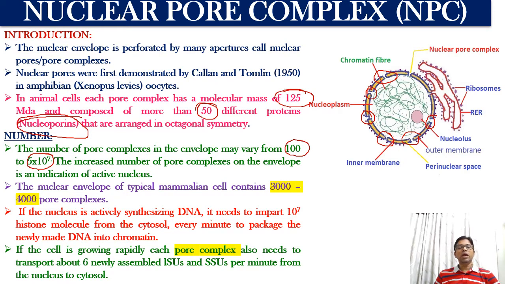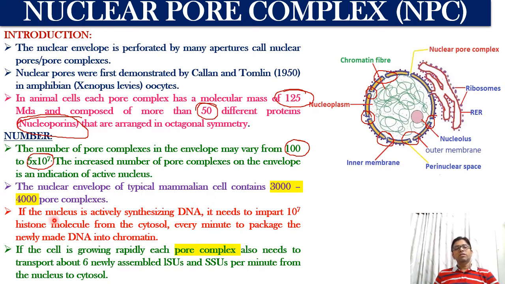The nuclear envelope of a typical mammalian cell contains 3000 to 4000 pore complexes.